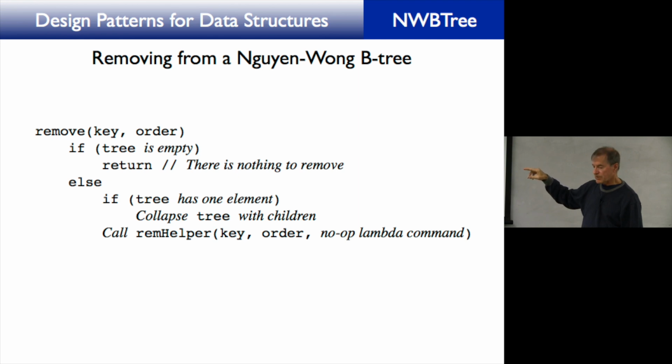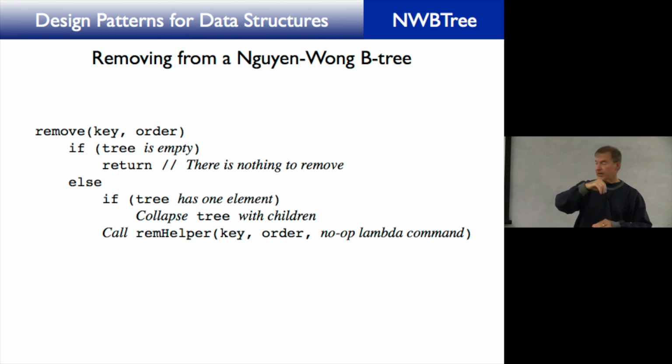The order of the tree is the maximum number of elements in the tree, right? If the tree is empty, we just return. There's nothing to remove. Now look what we do right away. If the tree has one element, then we collapse the tree with its children. So now we are lowering the height of the tree by 1.